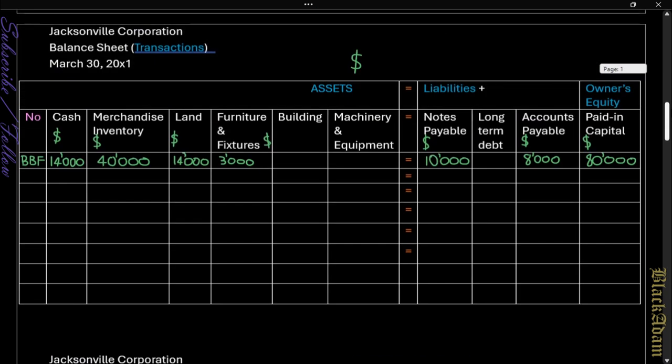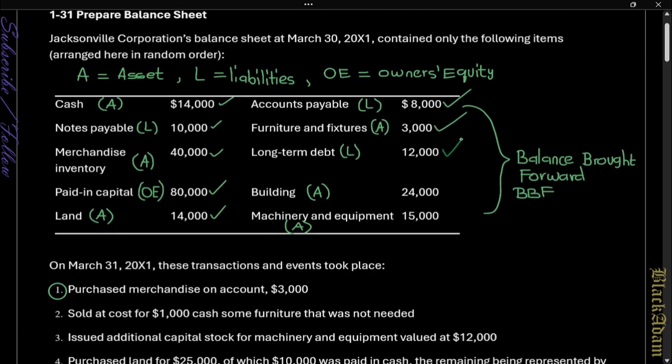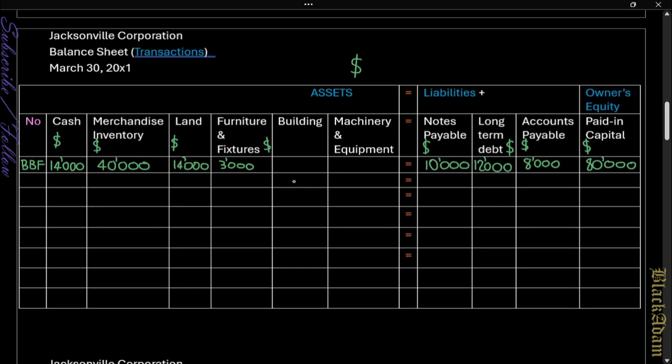Remember, it's balance brought forward, so we just record it as it is. So liability will give us 12,000. That is our liability on a long-term debt. And then we have the building. The building is worth 24,000. It could be what we bought it for or what we used to construct the building. So it's going to be 24,000 there.